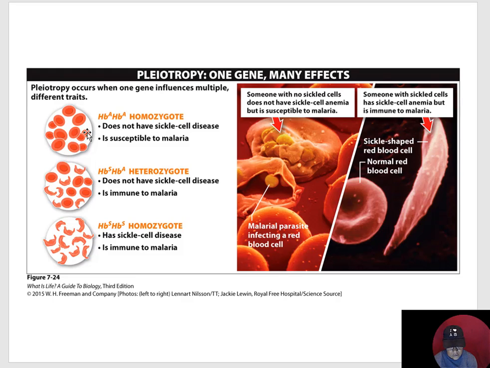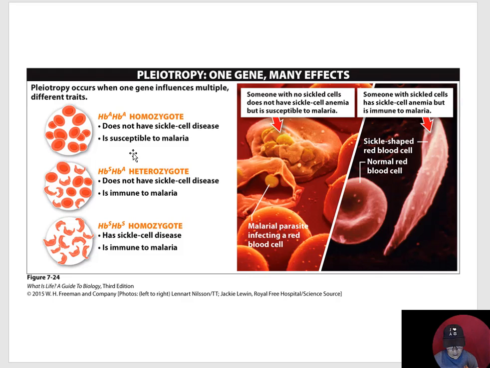This individual is susceptible to malaria. Malaria will kill this individual. Here is the malarial organism infecting a red blood cell. Someone with no sickle cell does not have the ability to sickle their cells, and so malaria can enter the red blood cells and basically burst them open, and that's how you die of malaria.